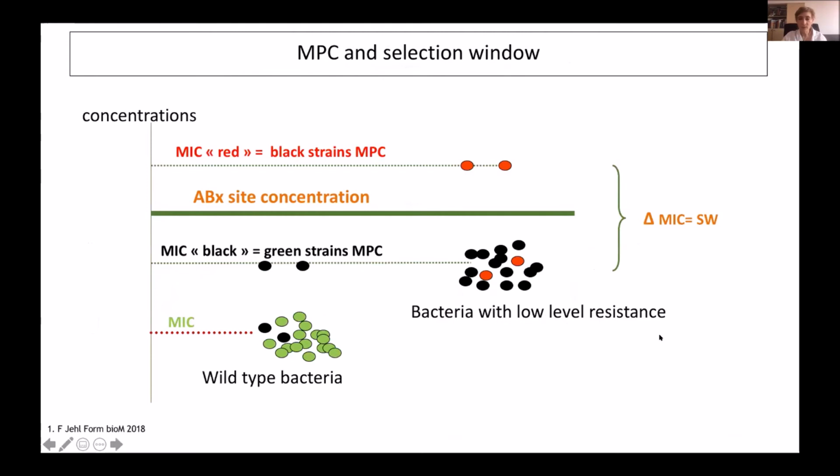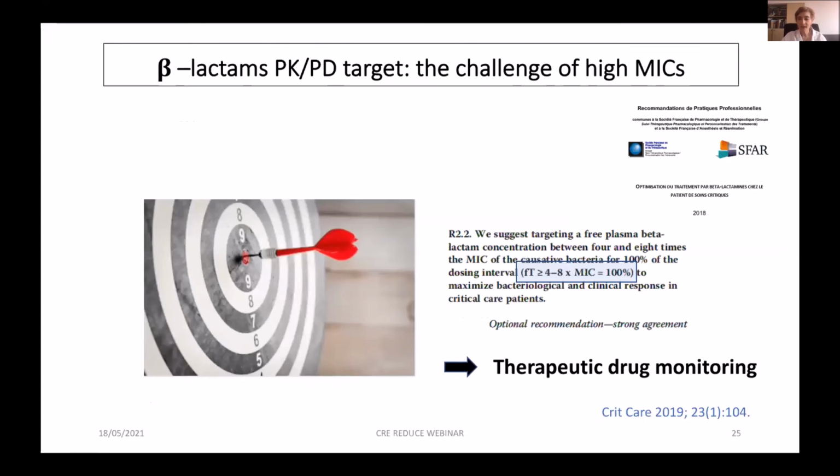Because what we want is to prevent selecting some of the subpopulations with higher MICs. And you have here the example of different subpopulations, wild-type bacteria. Among these populations, you have some strains with higher MICs. And if the antibiotic concentration at the site of infection is too low, then you will select the resistant strains. So we have a double aim: to ensure efficacy, but to prevent emergence of resistance.